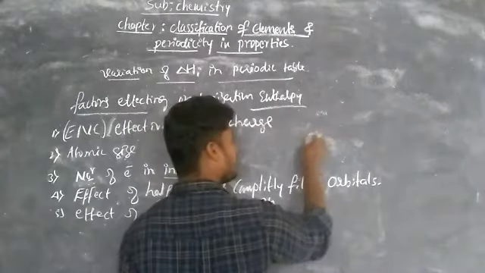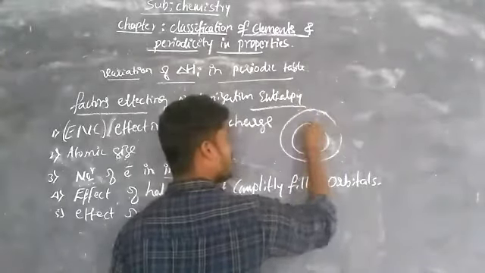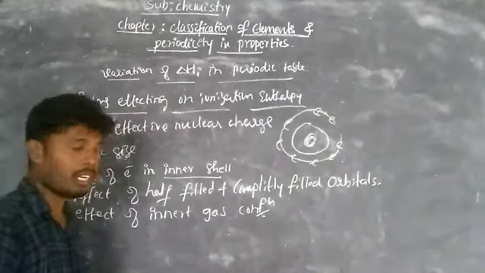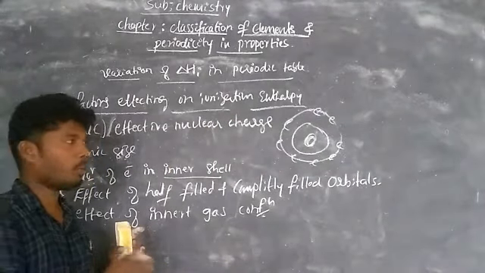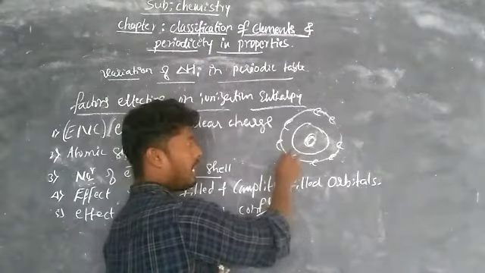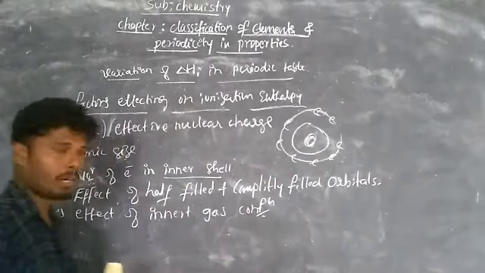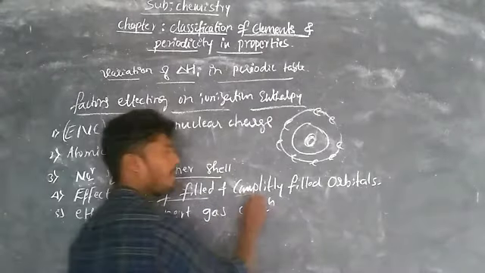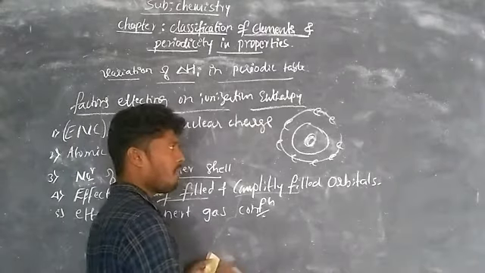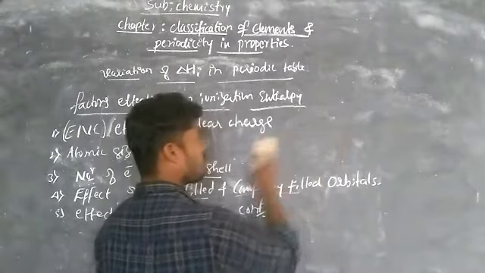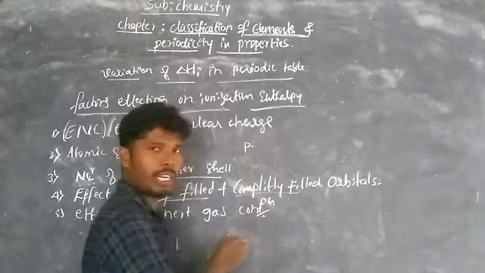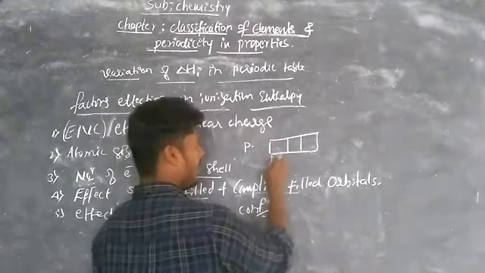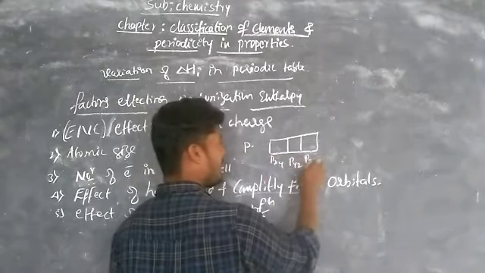For example, take the nucleus, these are the shells or orbitals. In these orbitals the number of electrons is high. As electrons increase, a high ionization enthalpy is required to remove an electron. Then the effect of half-filled and completely filled orbitals. Take the p orbital. How many orbitals are there in the p shell? There are 3 orbitals, like px, py and pz.